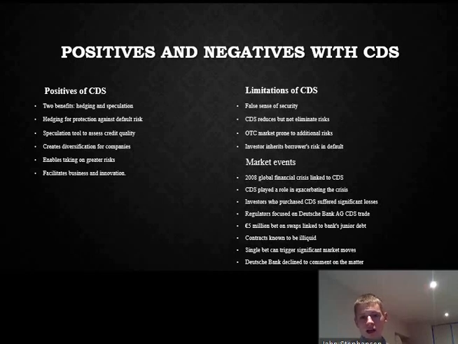Also, regulators have recently focused on a trade involving Deutsche Bank, which was on March 24, Friday this year. And according to the source, the trade was roughly a 5 million euro bet on swaps linked to the bank's junior debt, and regulators have spoken to market participants about the transactions. These contracts are known to be illiquid, so even a single bet can trigger significant market moves. And also, Deutsche Bank has declined to comment.